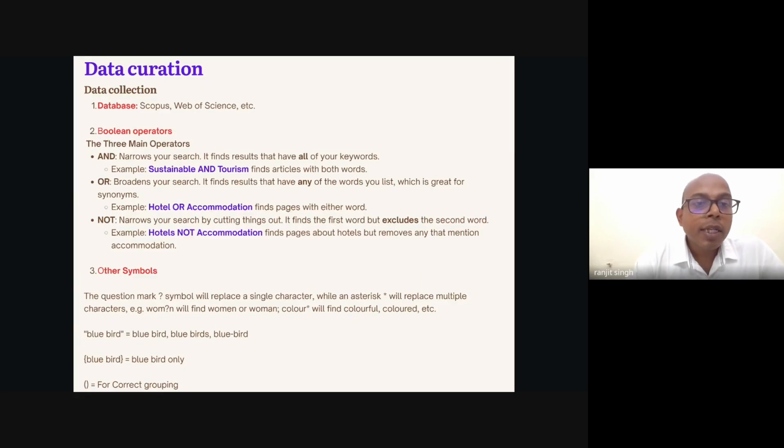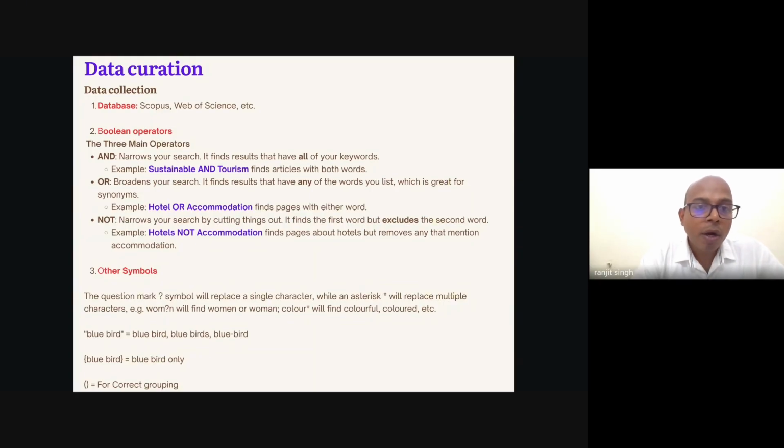For example, the Boolean operator AND is used to narrow your search. It finds the results that contain all your keywords. For example, if you search sustainable AND tourism, those articles which have these two words will be produced through the search process. So AND is generally used to narrow down your research.